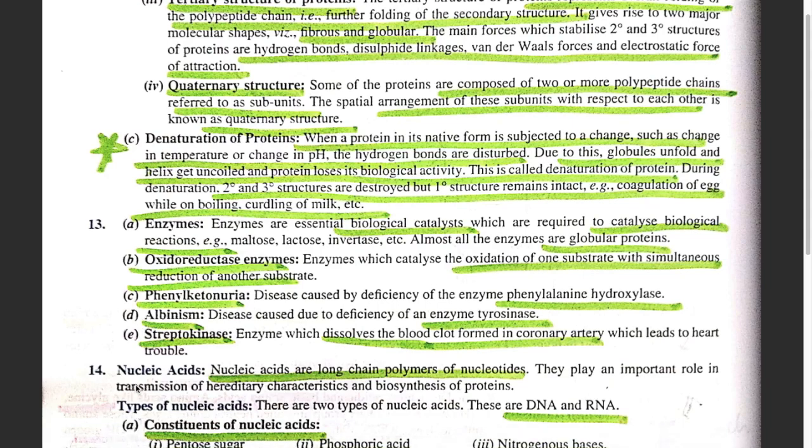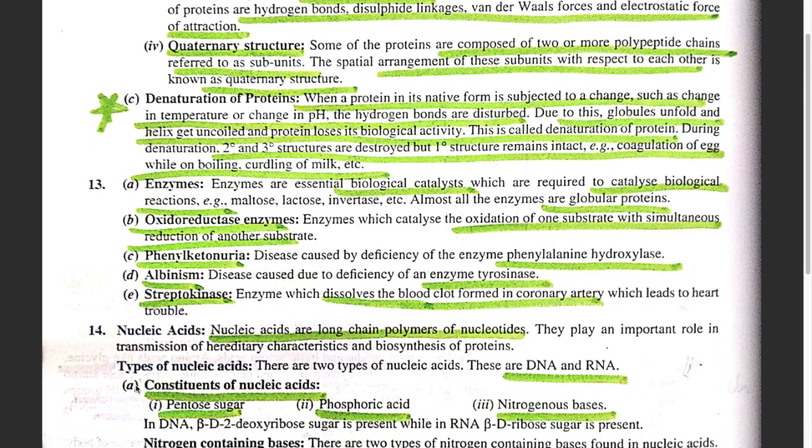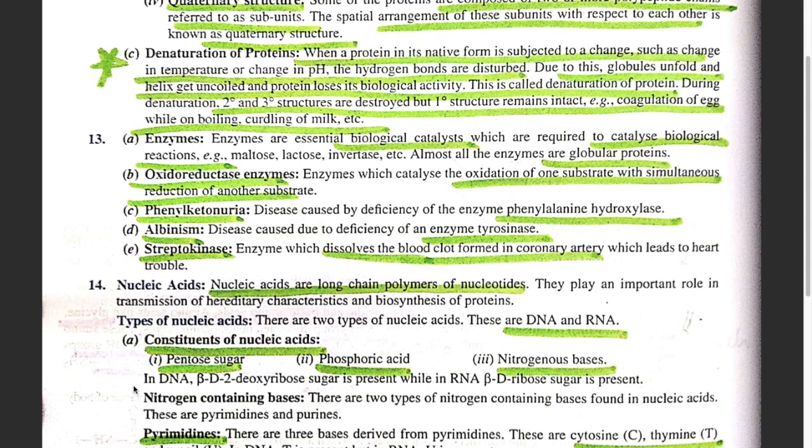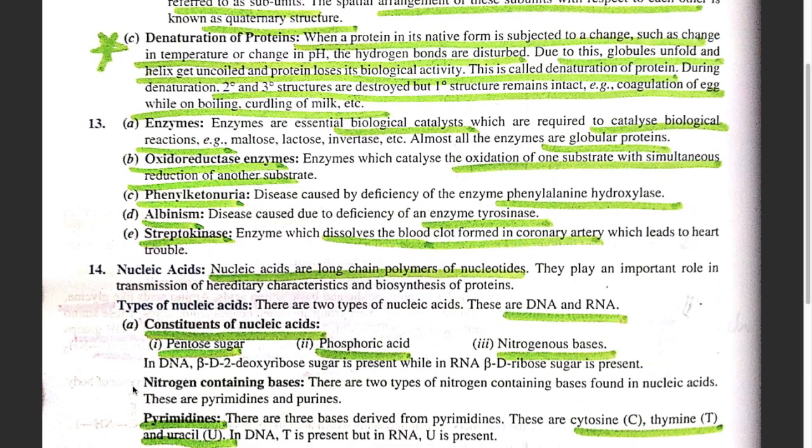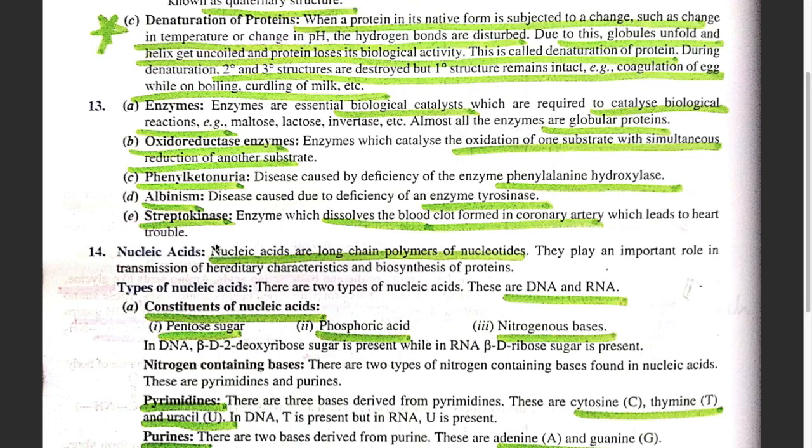Now let us learn about the nucleic acids. Nucleic acid is another, third category of the biomolecules, and they are the polymers of the nucleotides. Nucleotides are their monomeric units. So we will discuss two different types of nucleic acid, DNA and RNA.